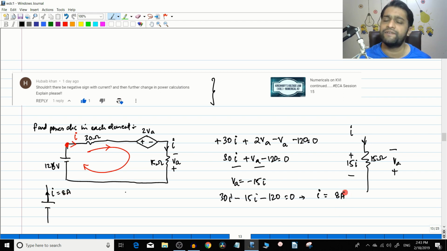In case you have got a minus value here, don't go and change the current direction, or you will screw up the entire question. Just follow the passive sign convention and you will get the correct answer. So I is equal to 8 amperes in this direction.